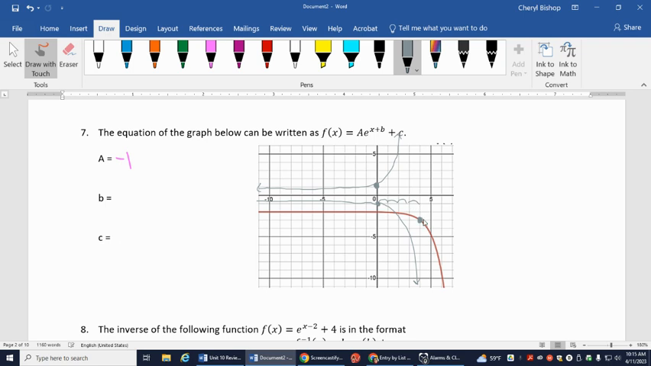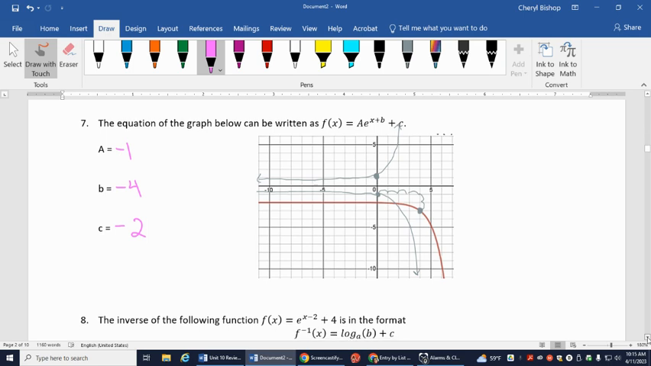1, 2, 3, 4. So up here, x plus b, what's going to be my b value if I'm moving to the right 4? Minus 4. And then I'm moving down how many? 2. So what's going to be my c value? Negative 2. Good. Questions on 7? Okay.